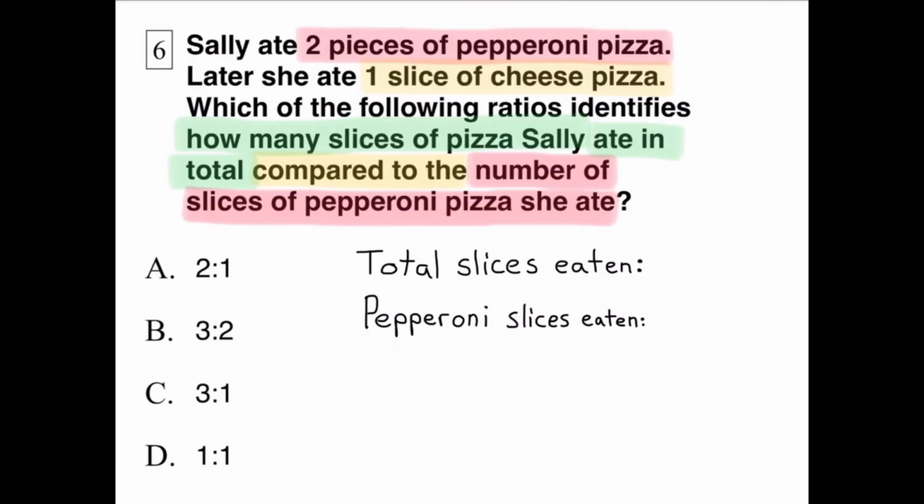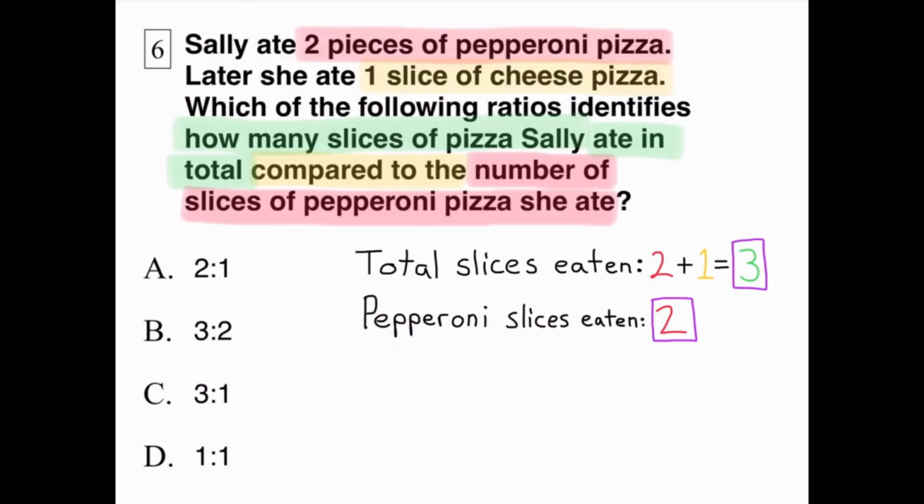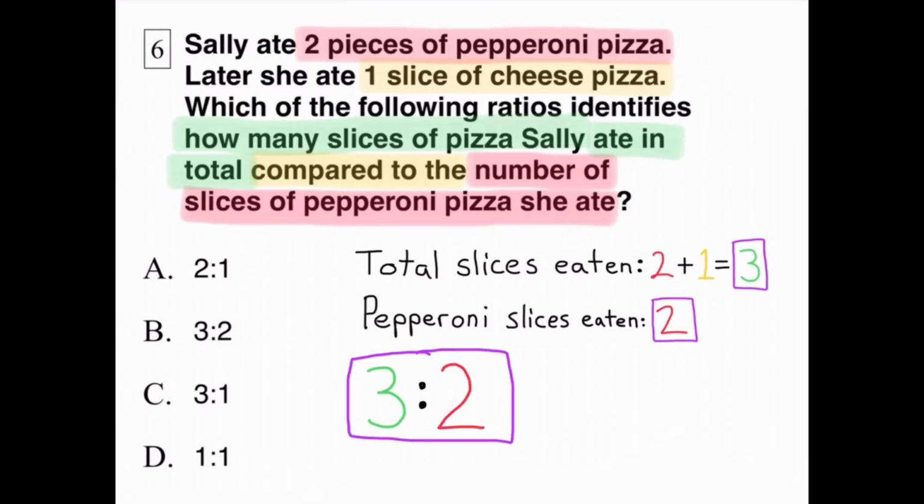So I need to write down the total number of slices eaten and write down the total number of pepperoni slices eaten. The total number of slices eaten is 2 pepperoni slices plus 1 cheese slice. That would be a total of 3 slices eaten. The total number of pepperoni slices eaten is 2. So the ratio of the total number of slices eaten compared to the total number of pepperoni slices eaten is 3 to 2. Sally ate a total of 3 slices of pizza compared to just 2 slices of pepperoni pizza. The correct answer would be B, a ratio of 3 to 2.